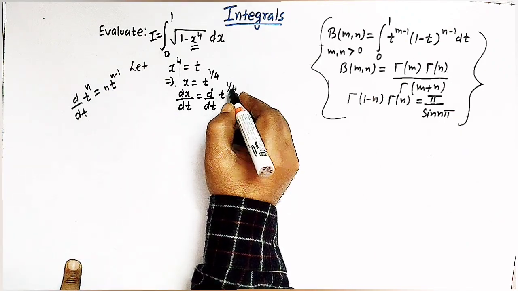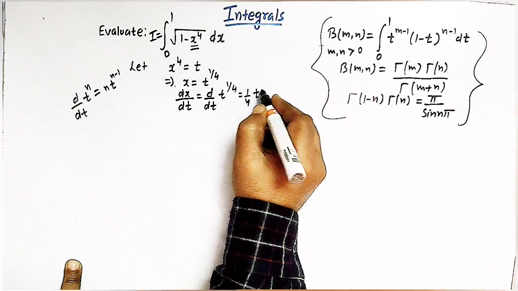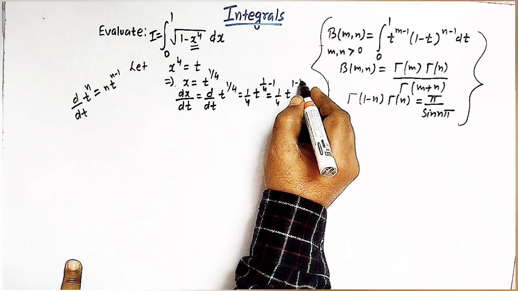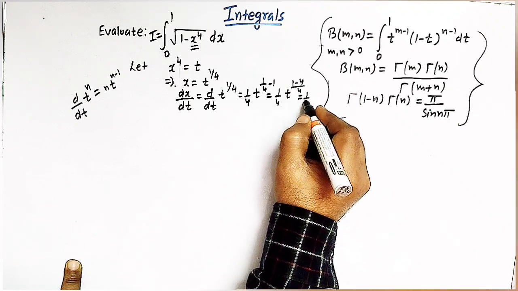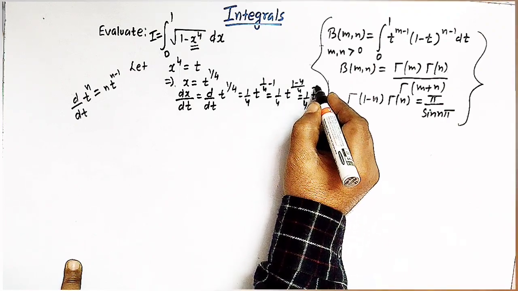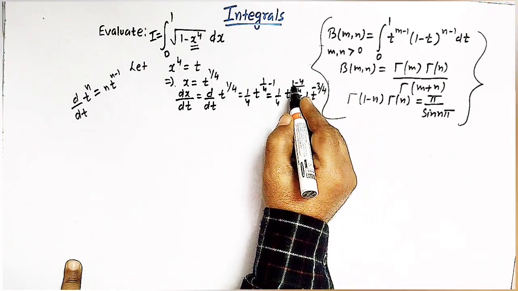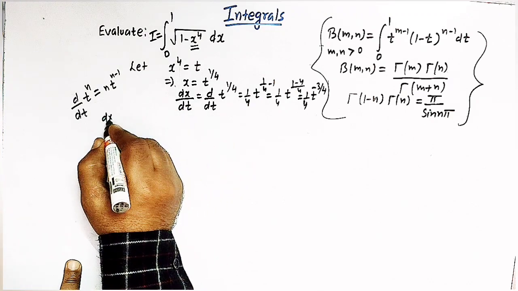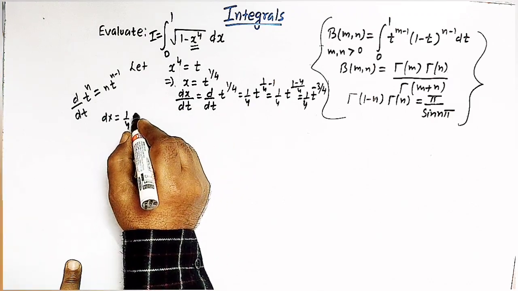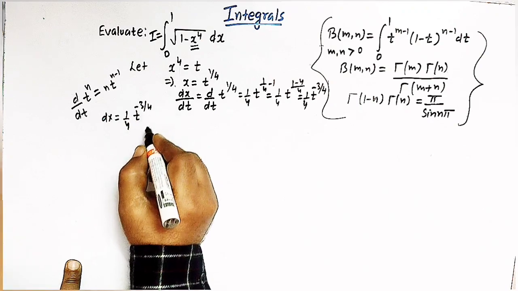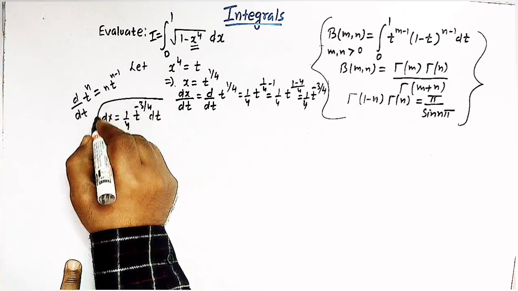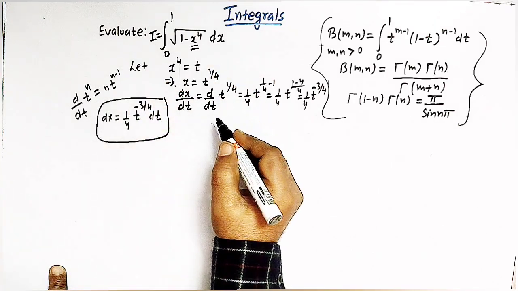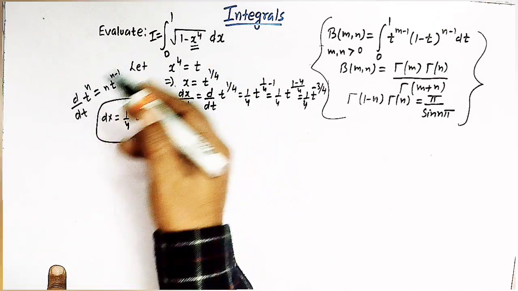So here our n is 1 over 4. So we have 1 over 4 t raised to 1 by 4 minus 1, that is 1 over 4 t raised to 1 minus 4 over 4, that is 1 over 4 t raised to minus 3 by 4. So 1 minus 4 is minus 3, right? So now let us write dx is equal to 1 over 4 t raised to minus 3 by 4, and here we have dt.